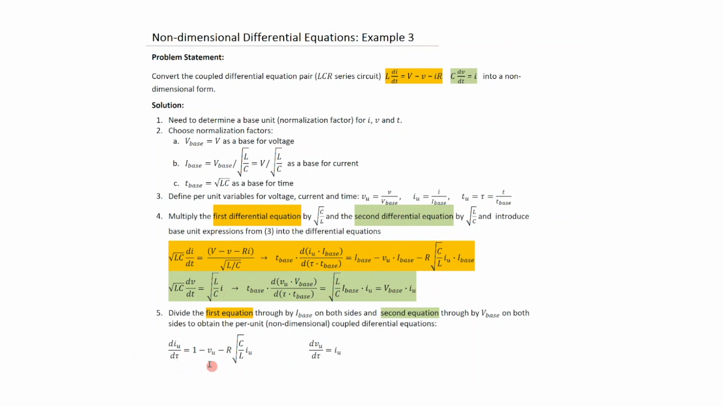So here we have now everything in per unit form. If you look at square root C over L, that's one over an impedance. R is an impedance, so this has no units. No units, no units, no units. And here, of course, no units as well.